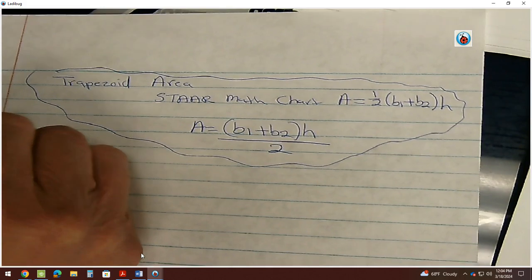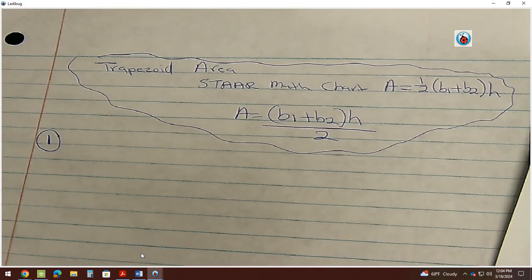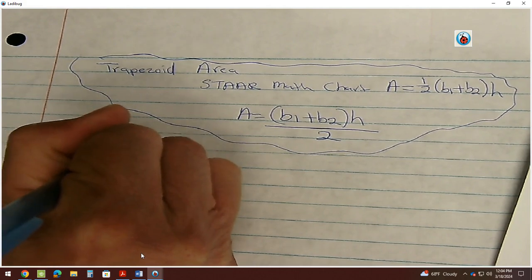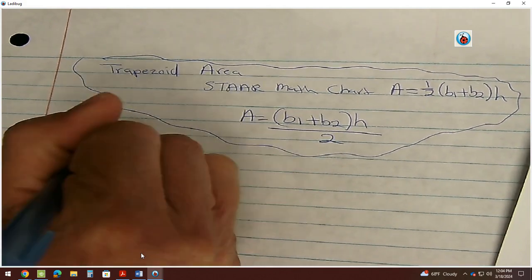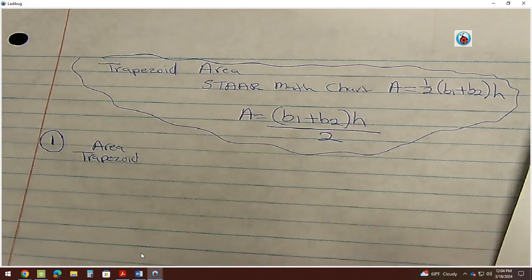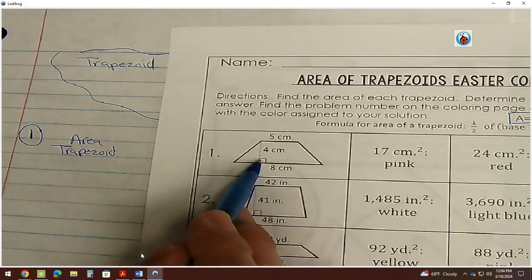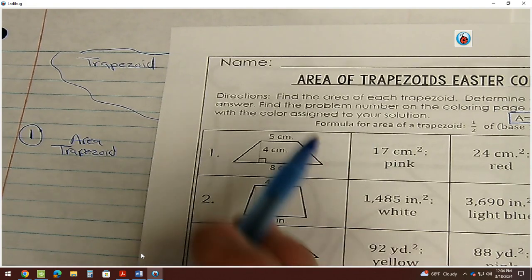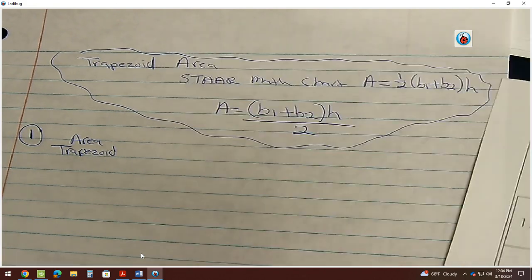It's weird. Okay, let's do a question now. Number 1. Ready? So number 1, we have a trapezoid. And they want the area of the trapezoid. Look, here's the trapezoid. They want the area because it says here, find the area. Find the area of each trapezoid.